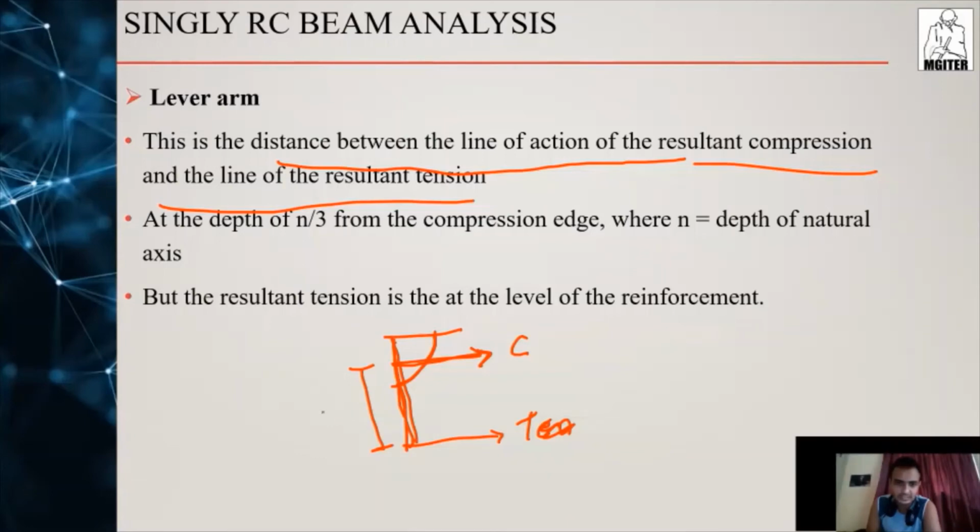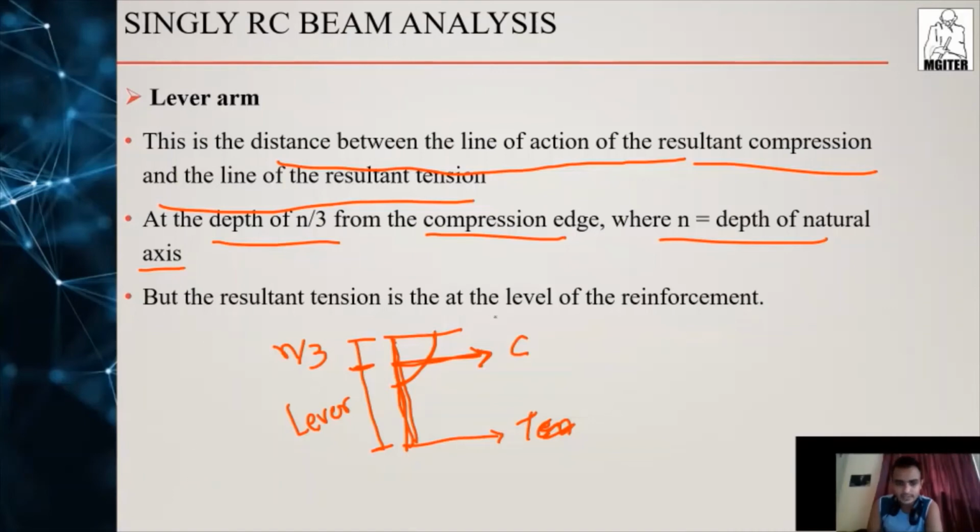These two distance is called the lever arm. So at the depth of n by 3 from the compression edge, where n is the depth of neutral axis, we assume n by 3 from the compression edge. N is the neutral axis. By n by 3 we can find the resultant compression force point.